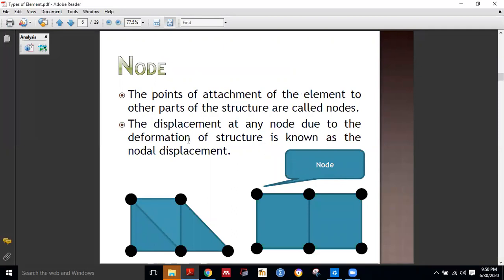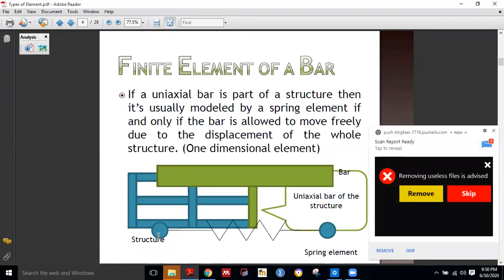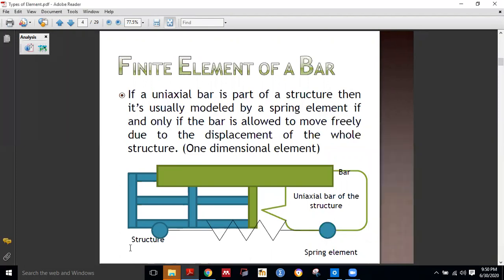Now node. The points of attachment of the element to other parts of the structure are called nodes. The displacement at any node due to the deformation of the structure is known as nodal displacement. Now see here, in the first structure, we have this node and this node. We are having two nodes, according to our definition.